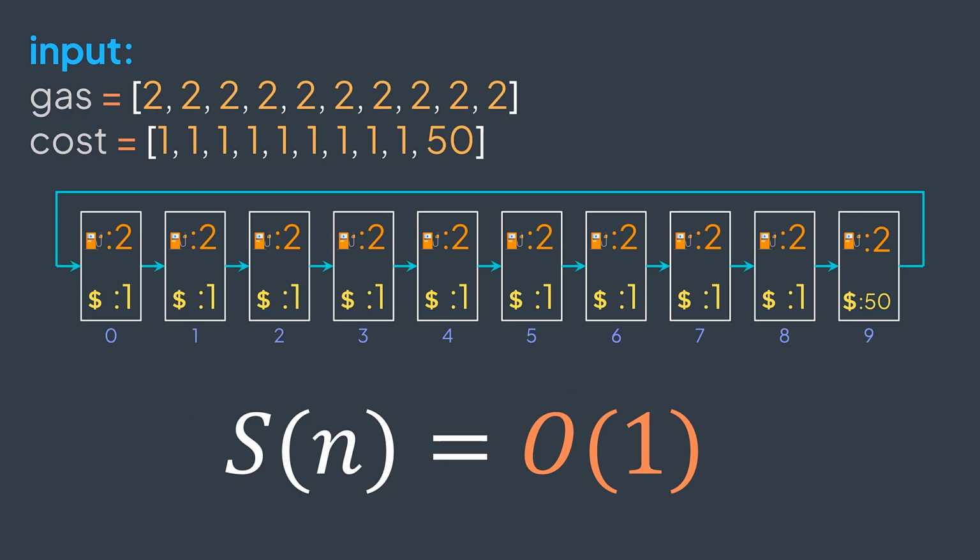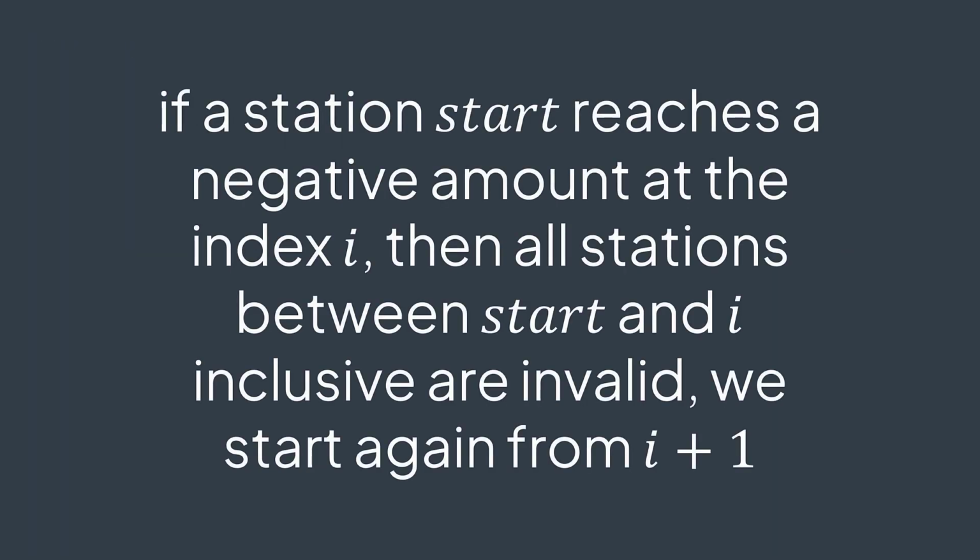The main thing that you need to understand for the second solution is that if we start from a station at the index start and reach a negative amount at the station I, then all stations between start and I inclusive are not valid. We don't need to try them. We directly jump to I plus 1. Let me tell you why.